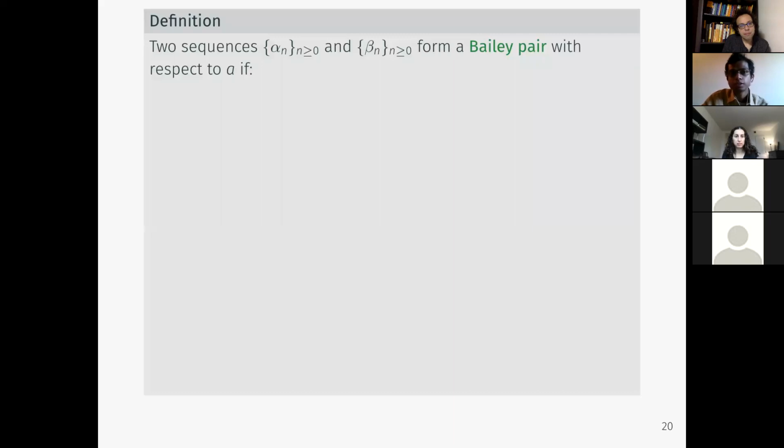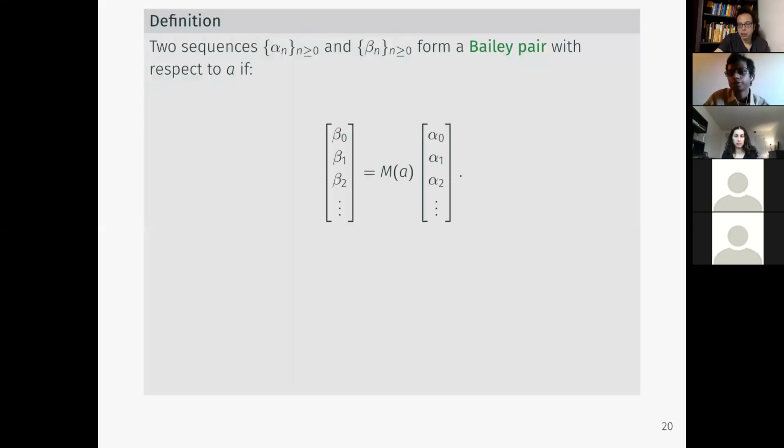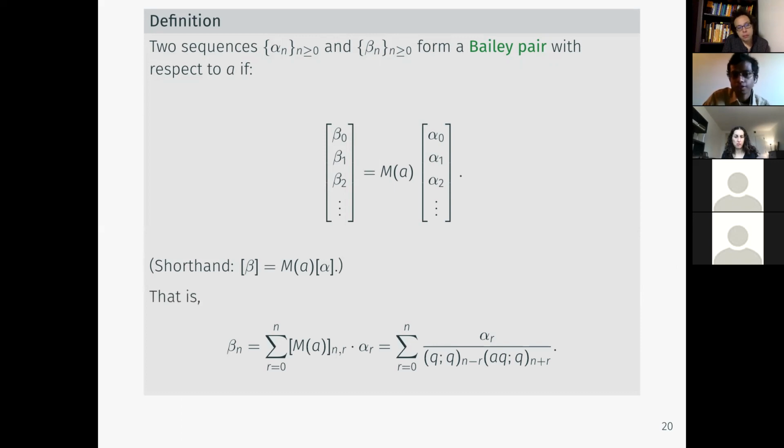And two sequences of q-series form a Bailey pair with respect to that base a, remember, everything depended on a parameter a, if they are related by this matrix equation. If you decompile what this is, I'll denote it by shorthand: beta is M_a times alpha. If you just multiply the matrix out, it ends up being just this simple equation. So that's what a Bailey pair is.